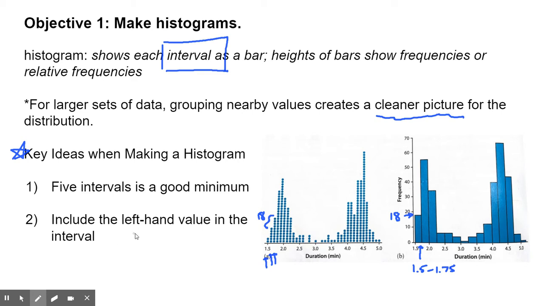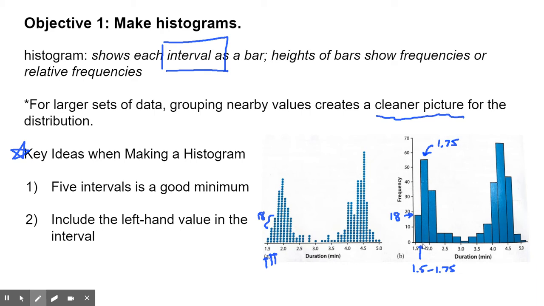And then number two, you include the left-hand value in the interval. Notice that because the bars touch, they both end at a value. So this first bar ends at 1.75, but 1.75 is not in the first bar. 1.75 is in that bar. So that left-hand value is in the interval that it starts with.